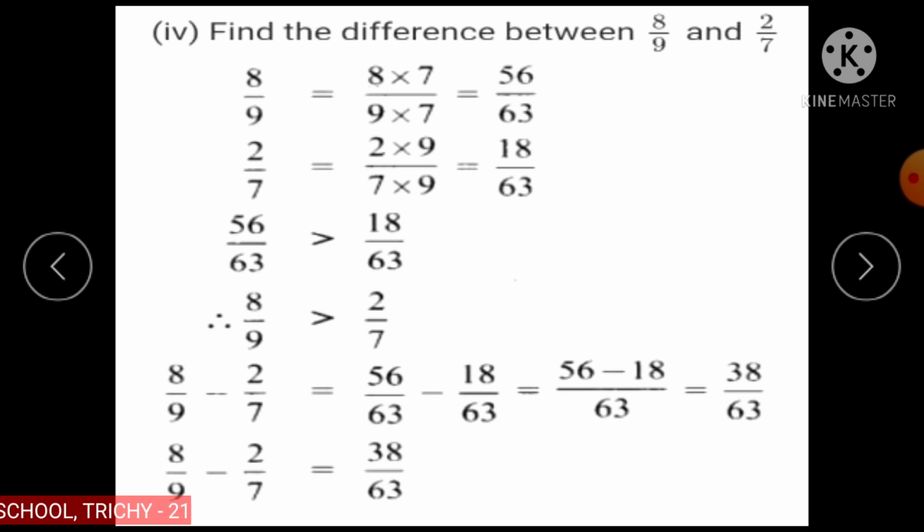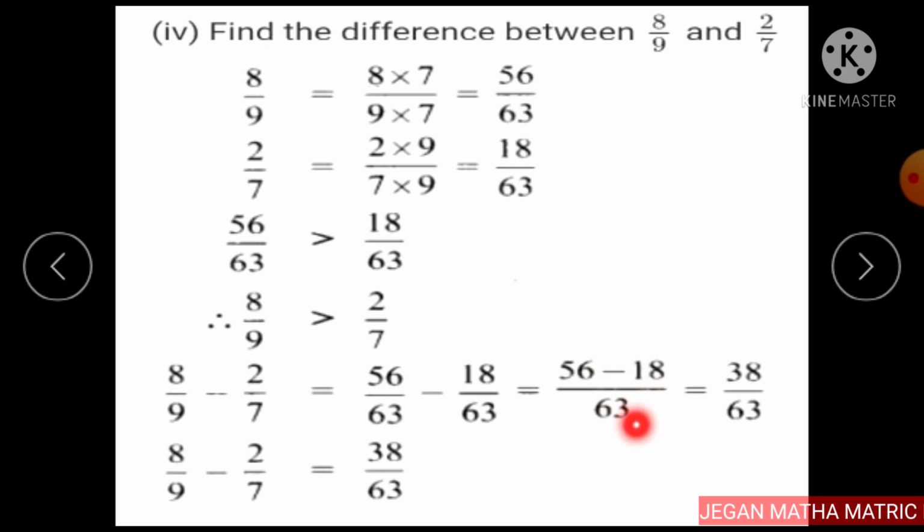Now we subtract 2/7 from 8/9, which equals 56/63 minus 18/63. Here both the denominators are the same, so we find the difference between the numerators 56 and 18. 56 minus 18, divided by 63, equals 38/63. So the difference between 8/9 and 2/7 is 38/63.